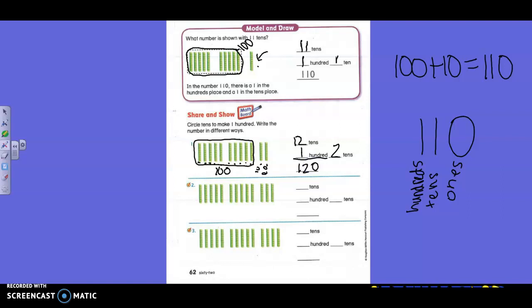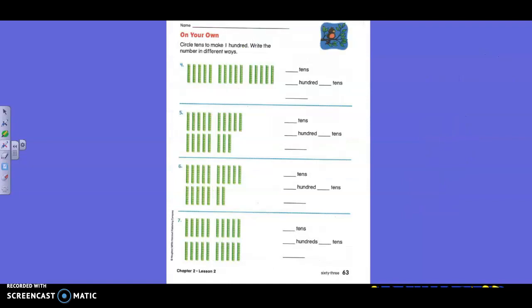Are we going to do this with a partner? Okay, let's do number 2. Okay, number 7. Count how many tens you have. No, you're just counting them individually for the first time. How many tens are there, guys?